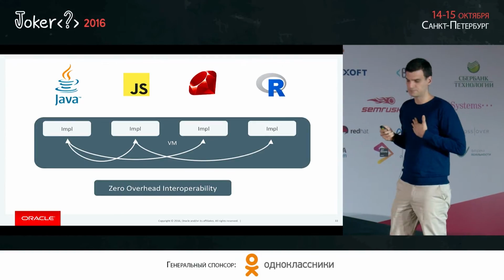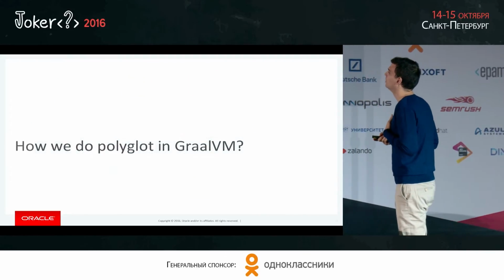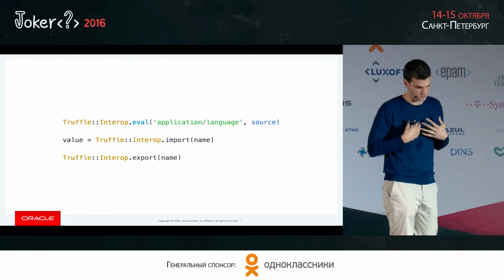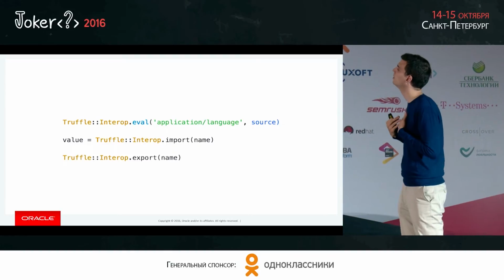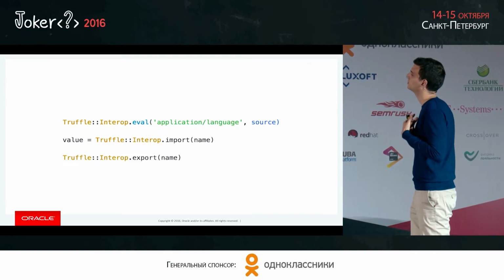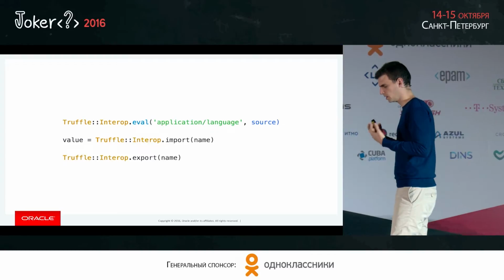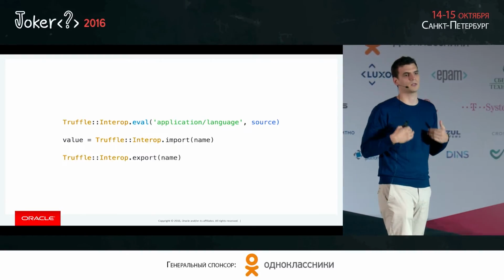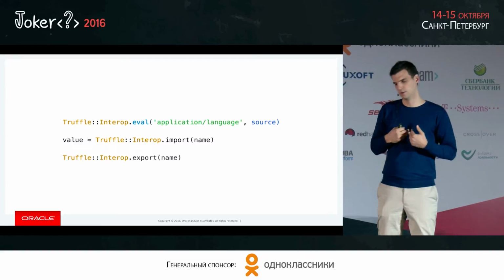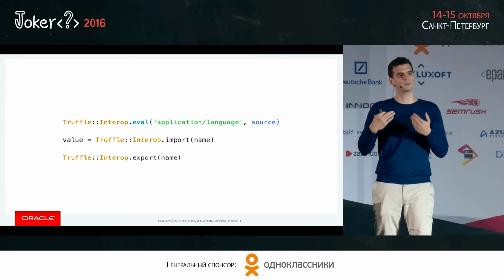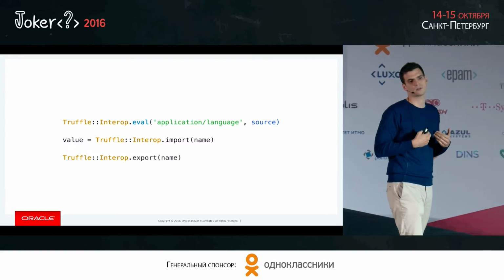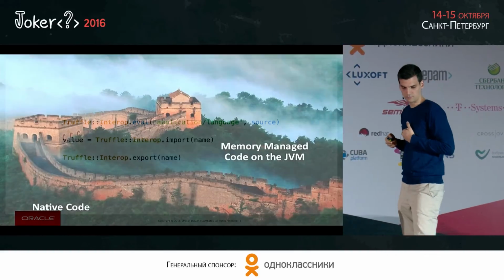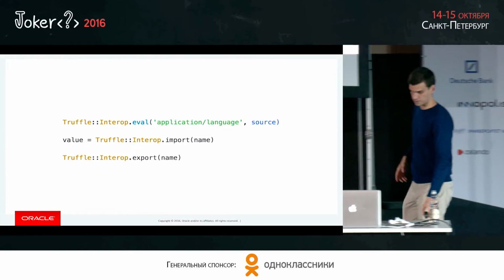So how do we do this? For now, the project is relatively new, maybe a year or so. We basically provide something called interop, where in each language we can evaluate source, right? And then we can import names and export names into interop. So from JavaScript you can export functions, or from R you can export functions, and you can import them and run them in a different language, right? So let's try this in practice, how this works.